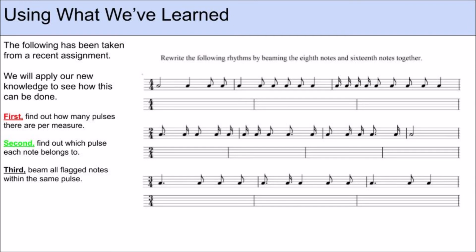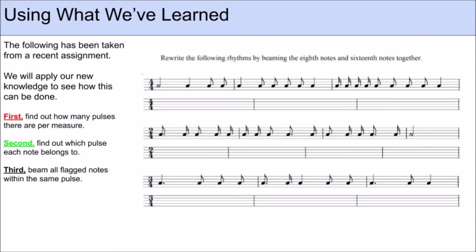The following example has been taken from a recent assignment. We are going to apply what we've now learned and see how this can be done with more ease and efficiency. I've written the 3 steps down, each with a different color, and we are going to go through the steps one at a time. The empty staves below the examples are going to be where we fill in the correct answer. The goal is to rewrite the following rhythms by beaming all of the notes together in the correct way.